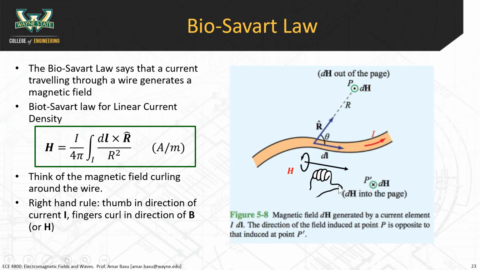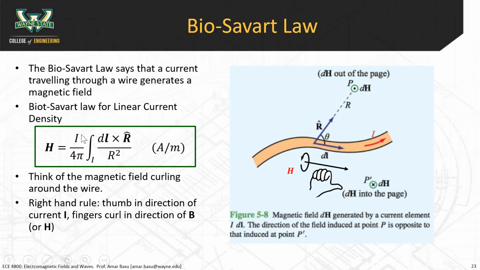Okay, thumb pointing in the direction of the current, fingers curl around in the direction of the magnetic field. That's what the Biot-Savart law says. Now, the Biot-Savart law is for linear current densities, so this is when we just have current going through a linear wire. This is the rule that we'll use.